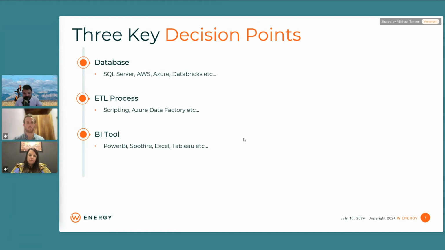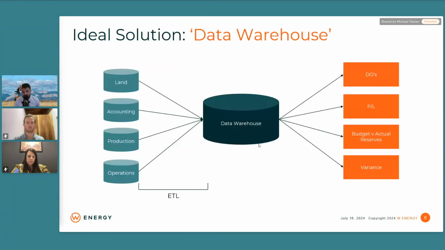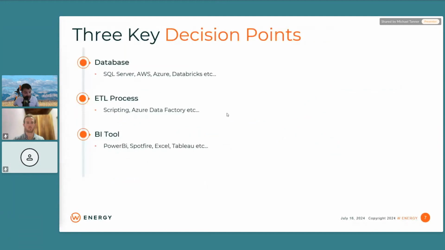You've got 3 key decision points when it comes to building out your data warehouse. One, you've got to choose a database. If we go back to slide 1, that internal part right here, that data warehouse, well, that is just a fancy word for a bunch of databases that you've consolidated into one system. So when I say data warehouse, think of it as just a group of databases that all play nicely with each other.